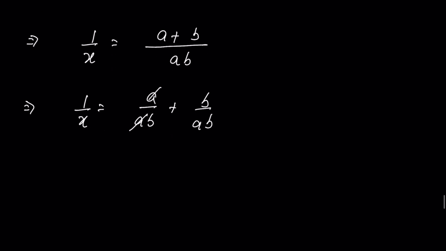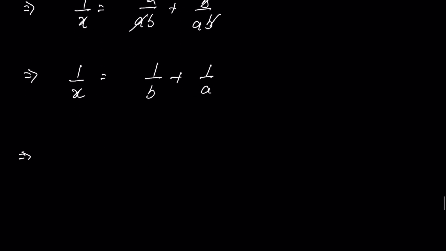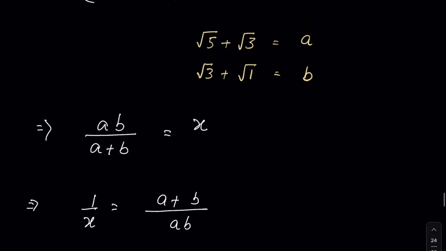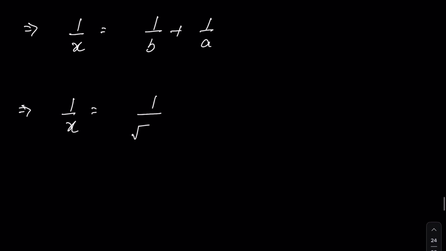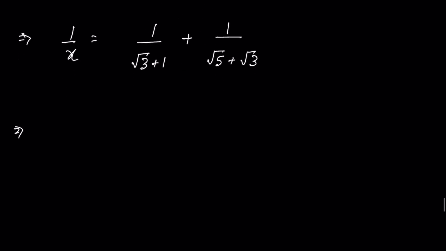So this a and a gets cancelled. Here b and b gets cancelled. So 1 upon x equals to 1 upon b plus 1 upon a. Now let's put the value of b and a here. So 1 upon x equals to 1 upon b is square root of 3 plus square root of 1. So square root of 3 plus square root of 1 plus 1 upon a is square root of 5 plus square root of 3. Now let's rationalize the denominator.